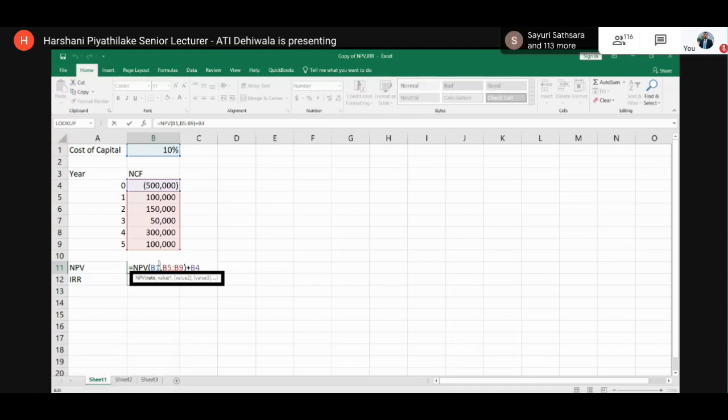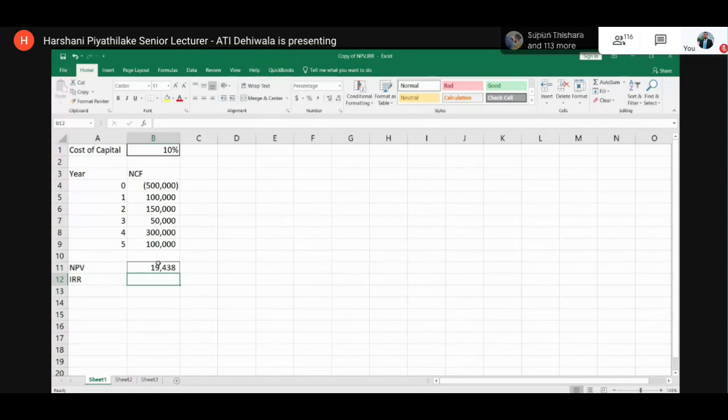Now you can see again the result. B1 is the discounting factor. Then B5 to B9 is the cash inflow for 5 years. We have given 5 years of cash inflows. Then add the cash outflow in the current year. And you can see the answer, a positive answer, 19,438. If it is a project, you can accept the project because it gives a positive NPV, right?